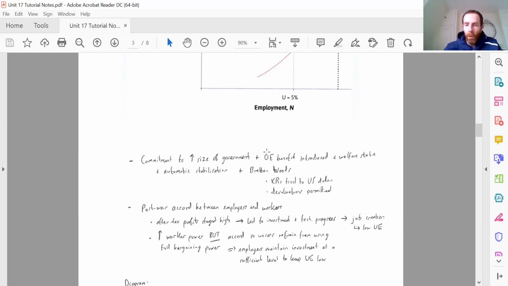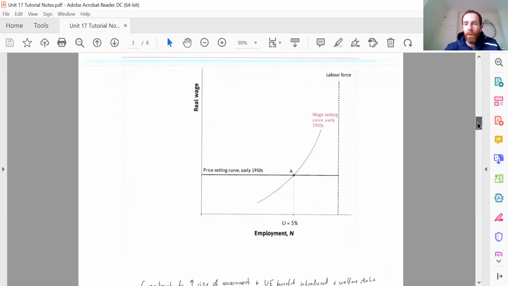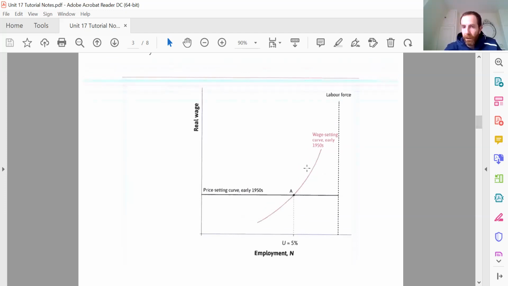All of this, one particular thing to pick out when it comes to the labor market is unemployment benefit and elements of a welfare state, right? If we think about what that's going to do to the wage setting curve, the wage setting curve shows us the wages that workers would demand in order to put in effort at every level of unemployment. With unemployment benefit and other social welfare systems in place, workers are going to feel a lot more confident in bargaining for higher wages.